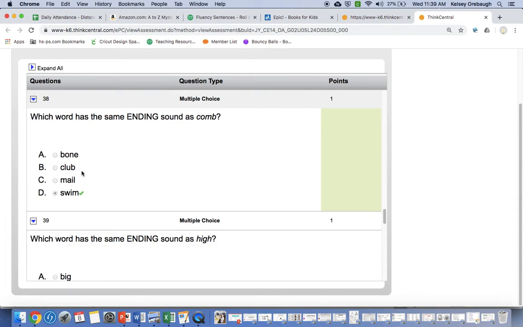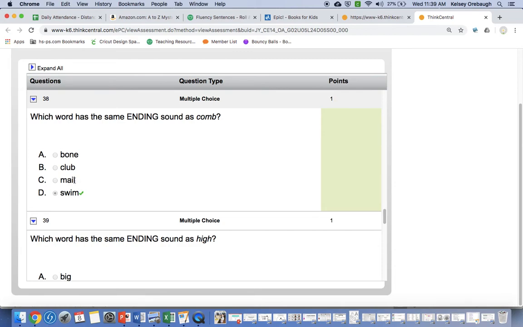Okay? B says club. The word club ends in B. They both end in the same letter, but in the word comb, the B is silent. In the word club, we can hear the B loud and clear.